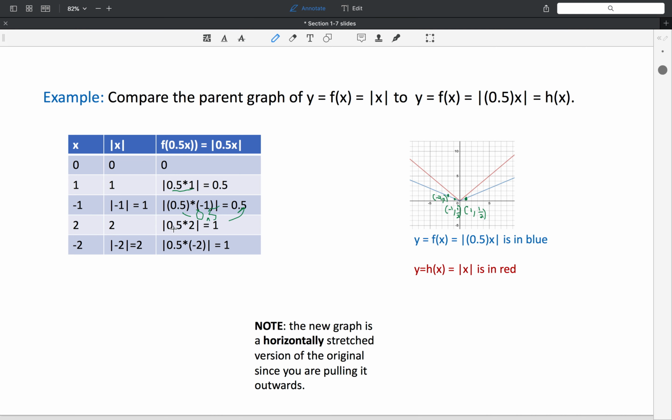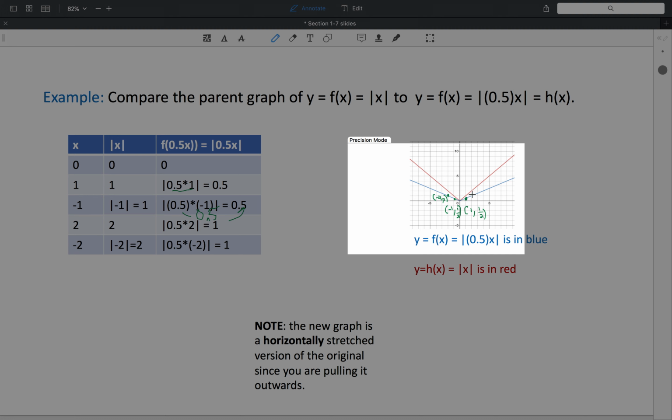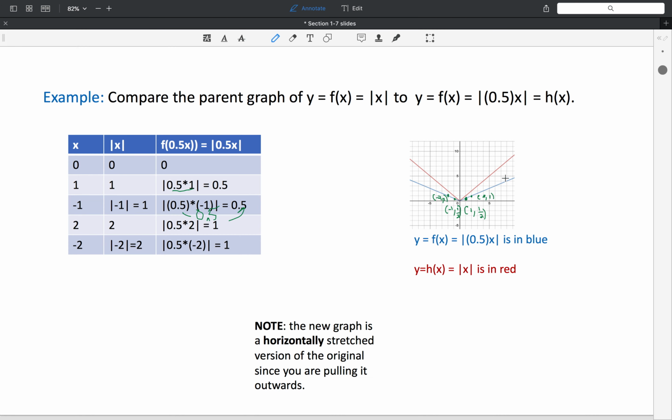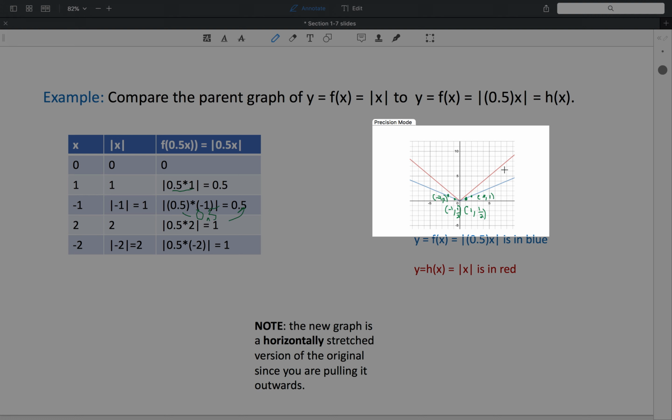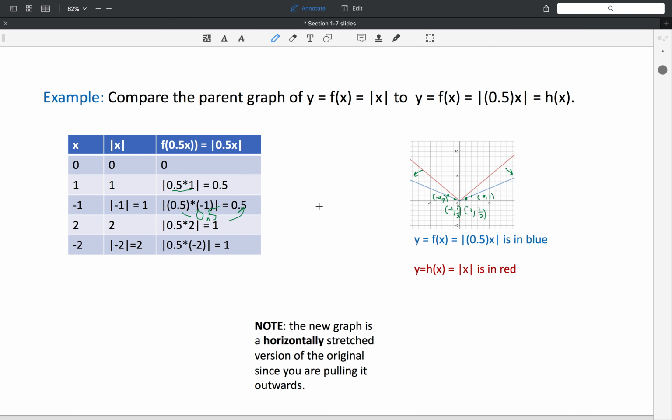And then I'm looking at this point over here. When I plug in x equal 2, I get 1. So I get this point over here. And you can see that this graph has been stretched. It's like I pulled it this way to stretch it out. I've stretched this out in the vertical direction. I'm sorry, in the horizontal direction.